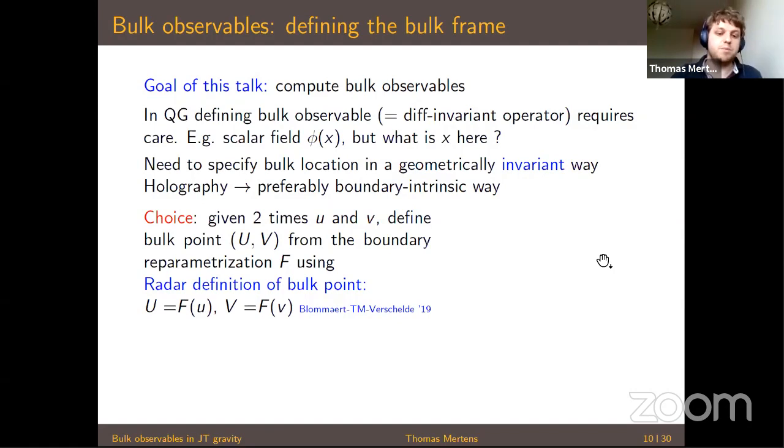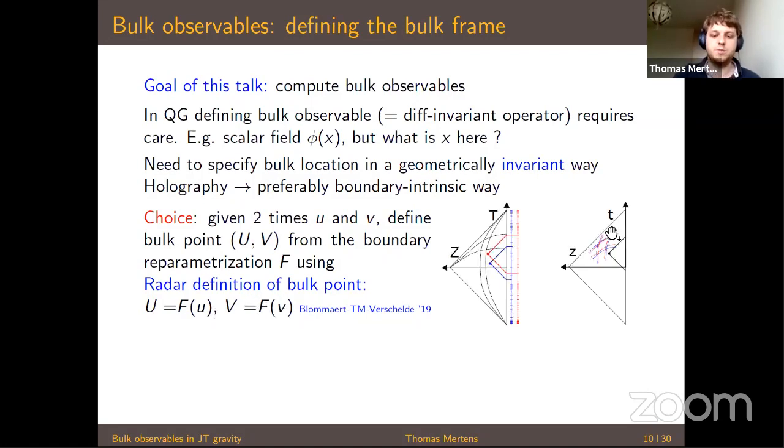So given two boundary times small u and small v, so they're proper times on the boundary clock, I define a bulk point big U and big V, so these are the Poincaré light cone coordinates, from the off-shell boundary parameterization big F. So for any big F in the path integral, I can do this construction using this definition. So the Poincaré U coordinate is just F of the small u, and Poincaré V coordinate is just F of the small v. And small u and small v were coordinates that I defined on my proper time on my boundary clock. So if you draw this graphically, this is the kind of figure you would get.